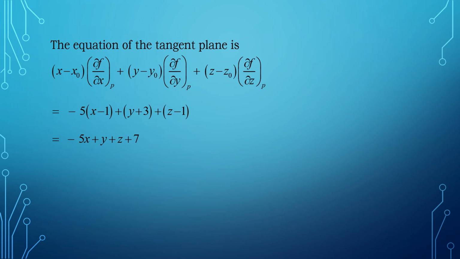If we plug in all our values in this tangent plane formula, we get the tangent plane to the given surface at the given point is minus 5 times x minus 1 plus y plus 3 plus z minus 1. If we simplify this value, we get minus 5x plus y plus z plus 7. We can also equate this to 0. That means our tangent plane equation may be minus 5x plus y plus z plus 7 equals 0. Thus we can find out a tangent plane to the given surface at the given point. We are done.